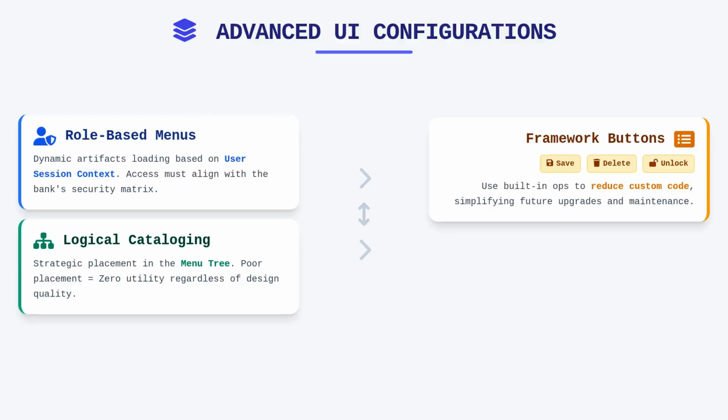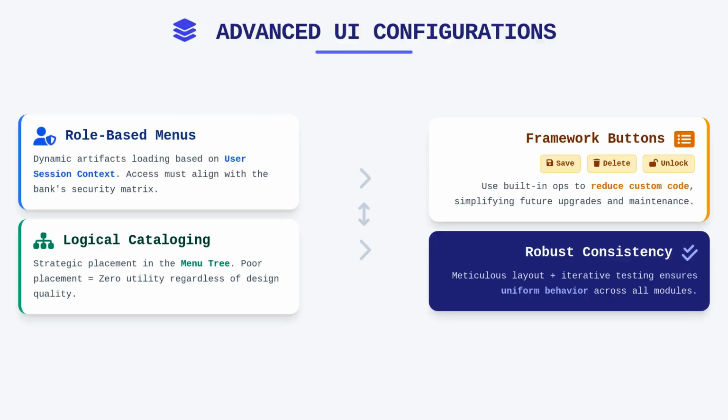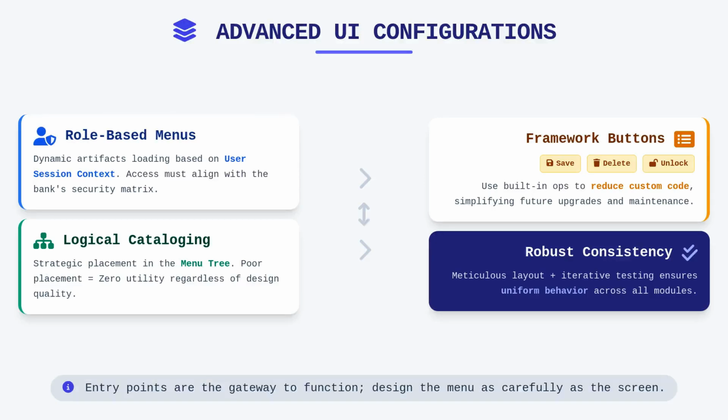Furthermore, consider the use of standard buttons that perform common operations like save, delete, or unlock, as these are provided by the framework to maintain consistency across the system. By leveraging these built-in functionalities, you significantly reduce the amount of custom code required, which simplifies future upgrades and maintenance. As you iterate through your screen designs, always test the menus to verify that the UI components render correctly upon selection. Consistent UI behavior across all modules is what defines a robust enterprise system, and this starts with meticulous layout and menu design.